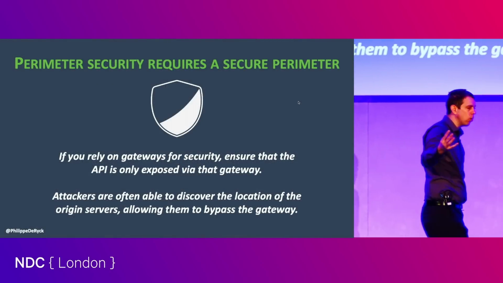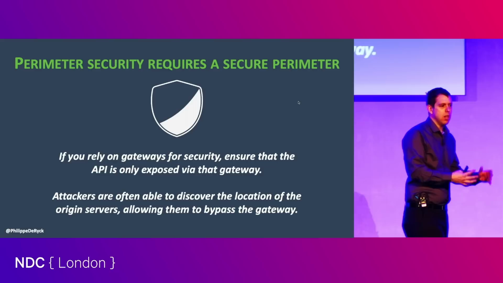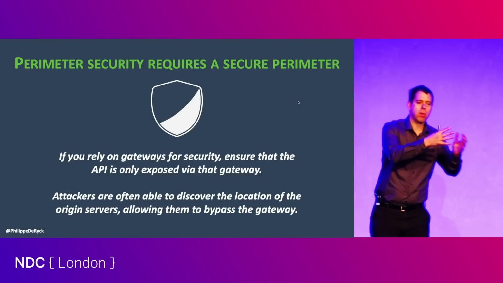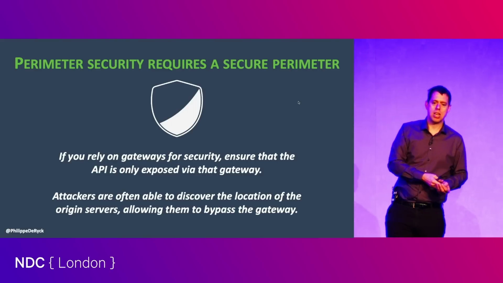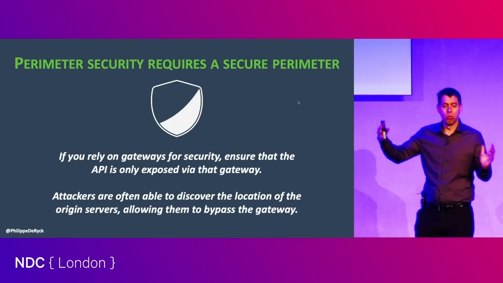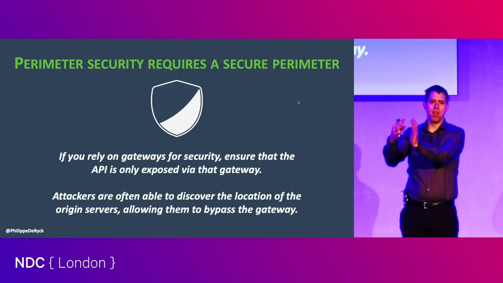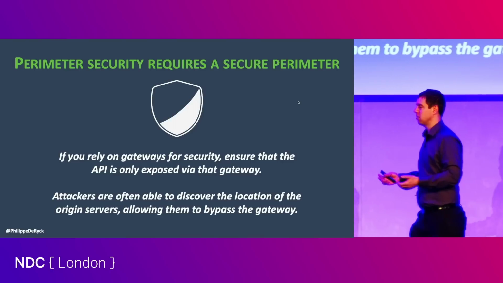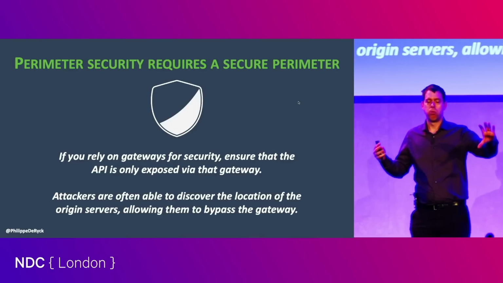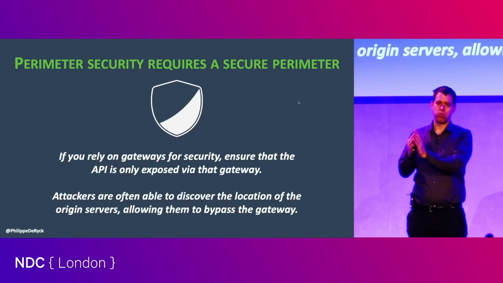Try to hide origin servers, which is not easy, by the way. So assume that the attacker will always discover where the actual origin server is and make sure they can't access it. And if they can access it, move the defense closer to the API. If that's your deployment model where you're like, yeah, we can't prevent this from happening, then guess what? You can't do perimeter security because you have to do it closer to the API.